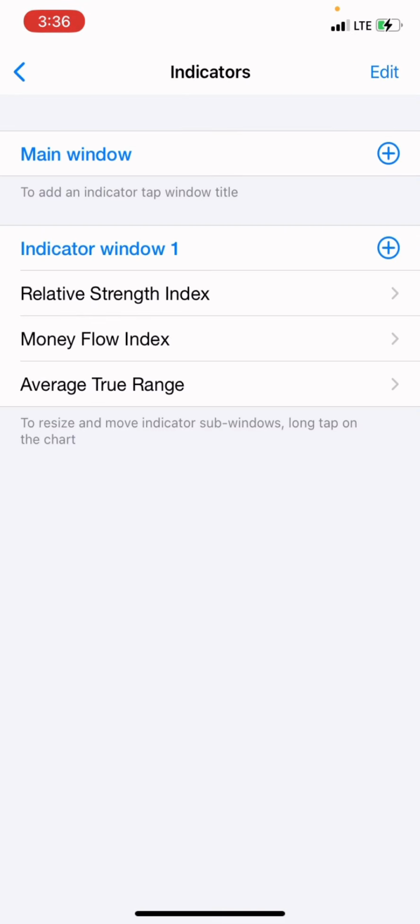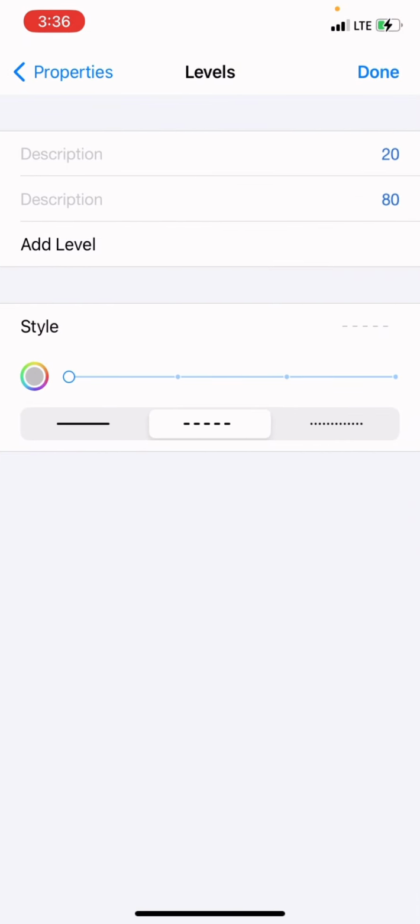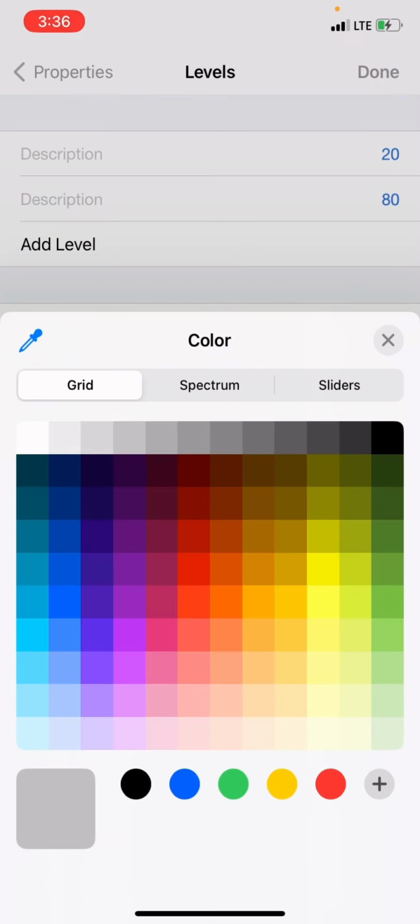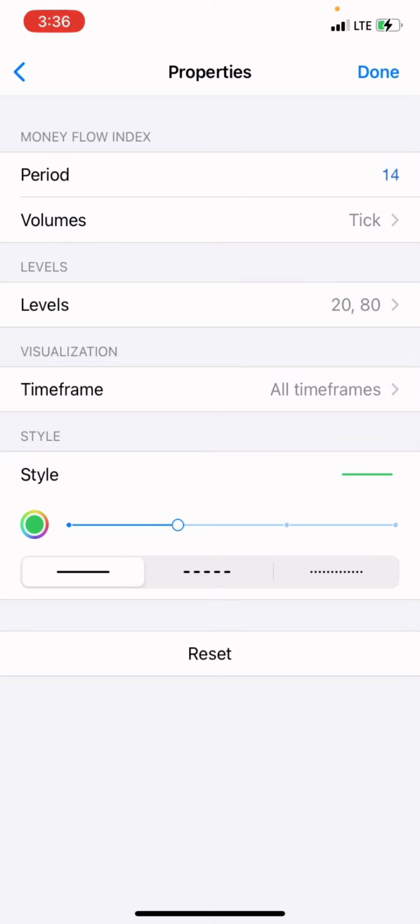After that, the second indicator is going to be the Money Flow Index, which is the MFI. You use period 14. The volume is on tick. Then the levels 20 and 80, you choose 1 pixel. The color is going to be white or ash, as you can see, the second one after the white. Then you click on done. Then the style you put on 2 pixel. The color is going to be green. You choose the first straight pattern line, then you click on done.